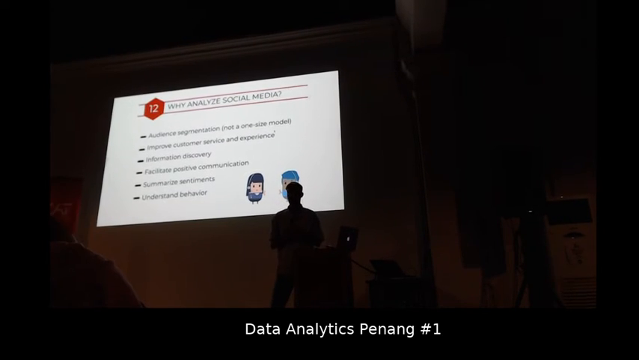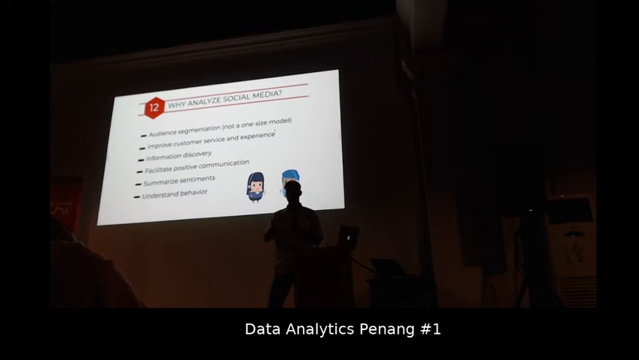We can facilitate positive communication. If we know what our consumers and users are really interested in, then we can use that to say, oh, you might be interested in this, I've seen that you like these things, so let's take kind of an Amazon approach: this is something that you like, so let's recommend something else, and build that relationship over time with more things that they're interested in. And then we can summarize sentiments and understand behavior, so the way that they're interacting online matches the way that they might be interacting offline.